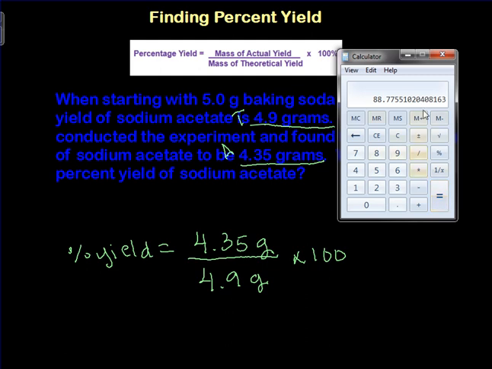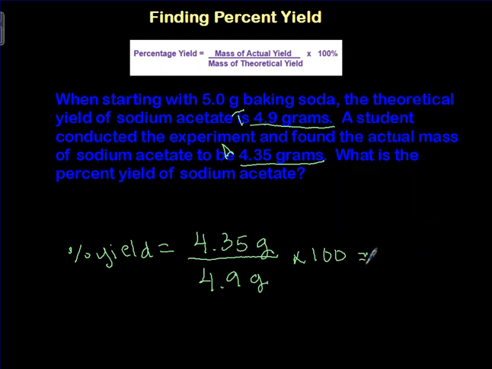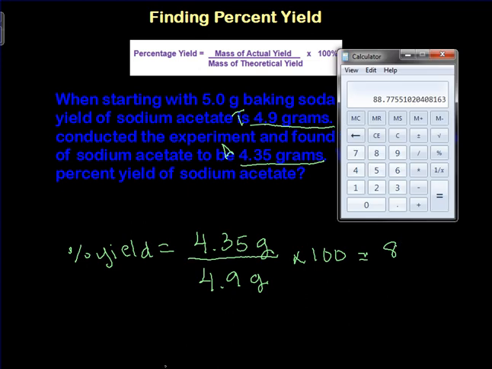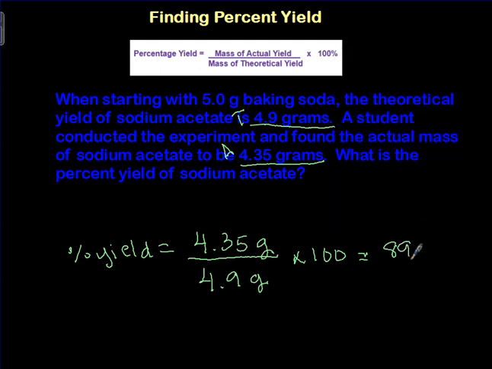So when you do that, you should get about 88.7%. Now I want to have two significant figures. Since 4.9 is only two significant figures, I'm going to round my percent here to 89%. Okay. And so that's my percent yield. That's how much, right? I got 89% of what I expected to get. And that's actually a very good percent yield.